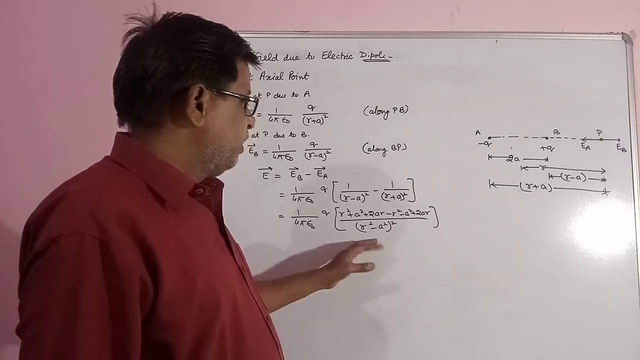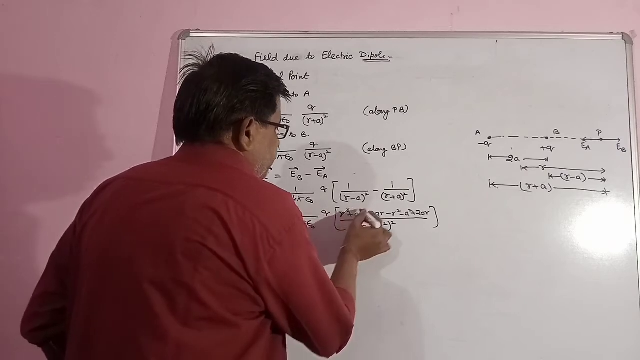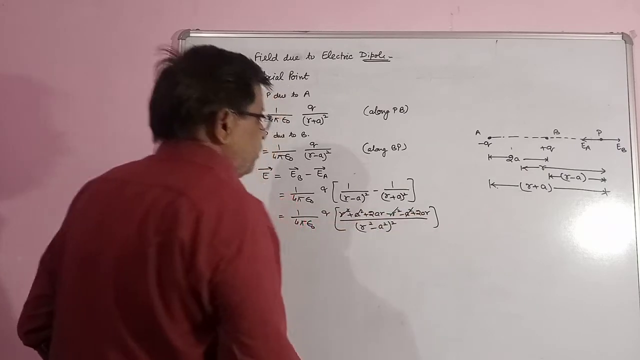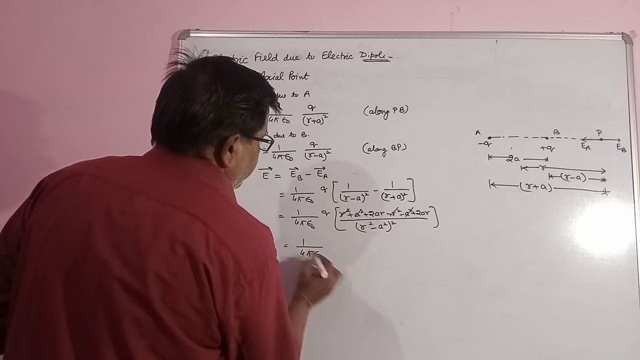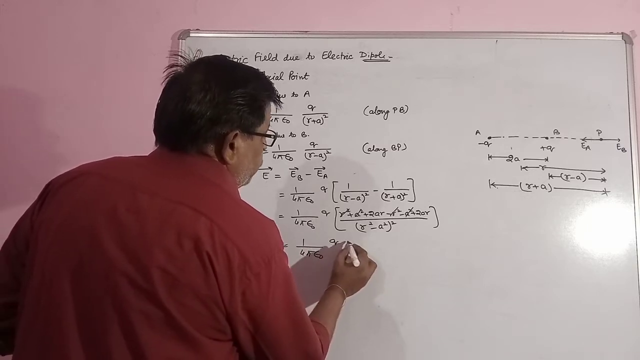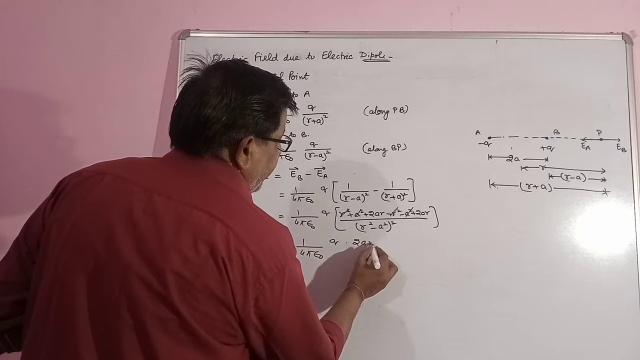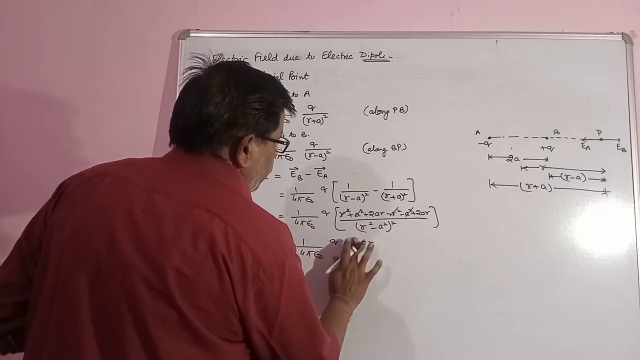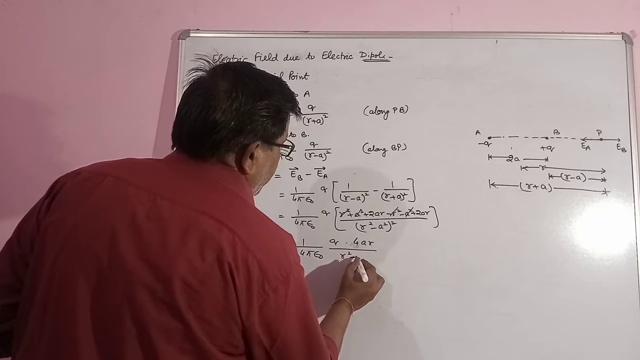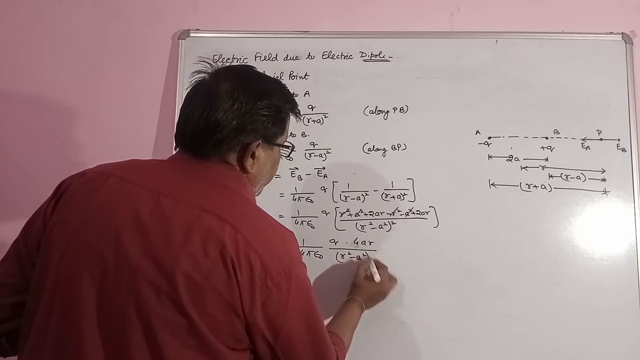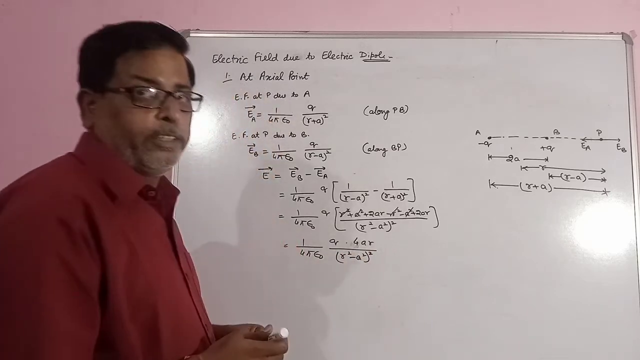So this is 1 over 4 pi epsilon naught, q into 2ar plus 2ar, which is 4ar, upon (r square minus a square) whole square.